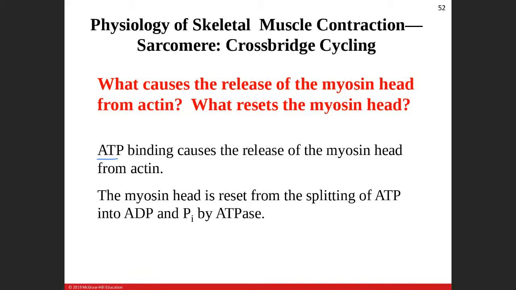ATP. Okay, it's an energy requiring process, so ATP, when it binds onto that, is going to release the myosin head from the actin. And then what resets it is when we involve an enzyme, ATPase. ATPase is going to split ATP into ADP and inorganic phosphate. Okay, that's what the P and the little i stand for, inorganic. So keep in mind, you need to know that.